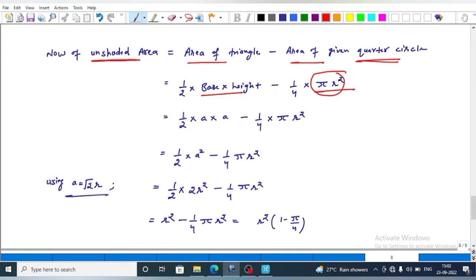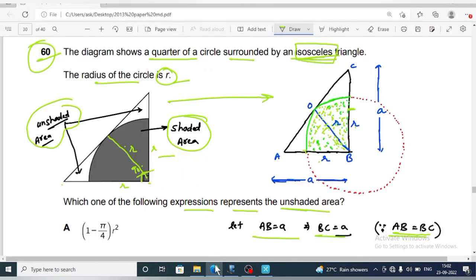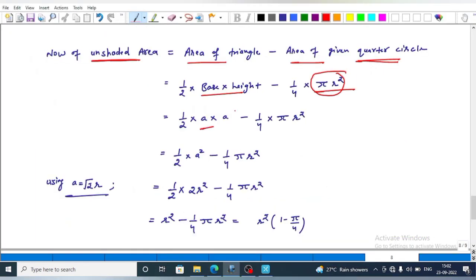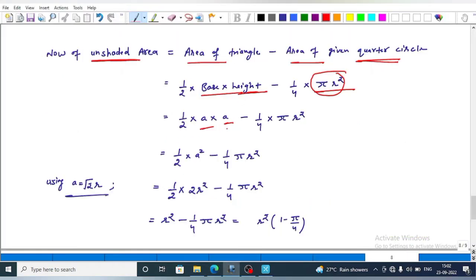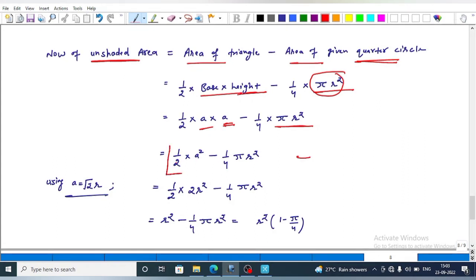This implies that 1 upon 2, base of the triangle is a, and height of the triangle is a, because AB is equal to BC, so the height is also a, minus 1 upon 4 pi r square. This implies that 1 upon 2 a square minus 1 upon 4 pi r square. Note this expression.